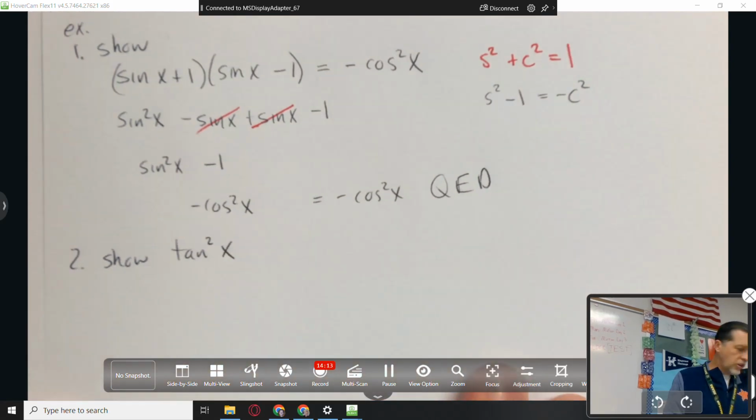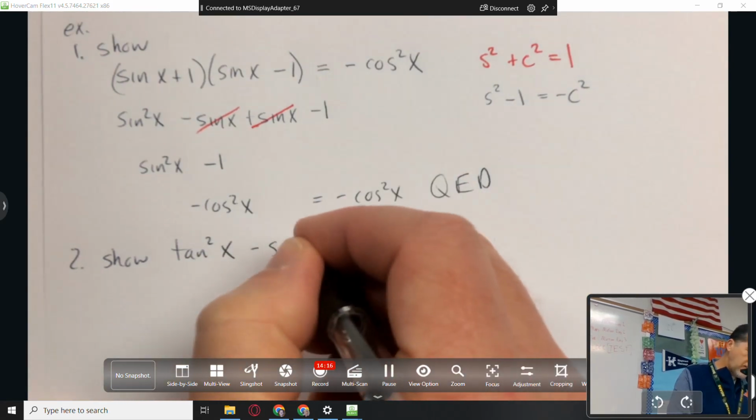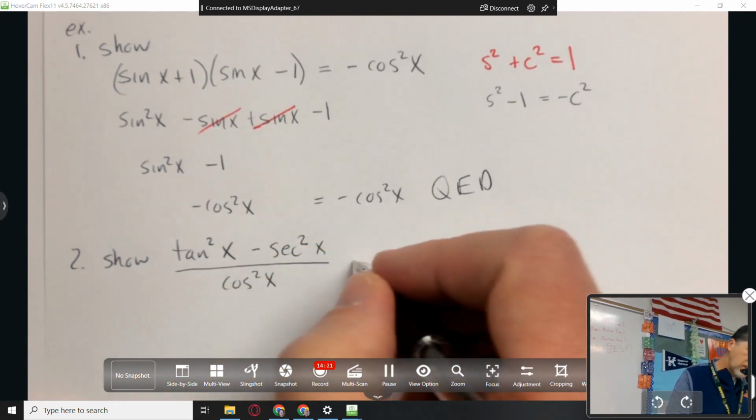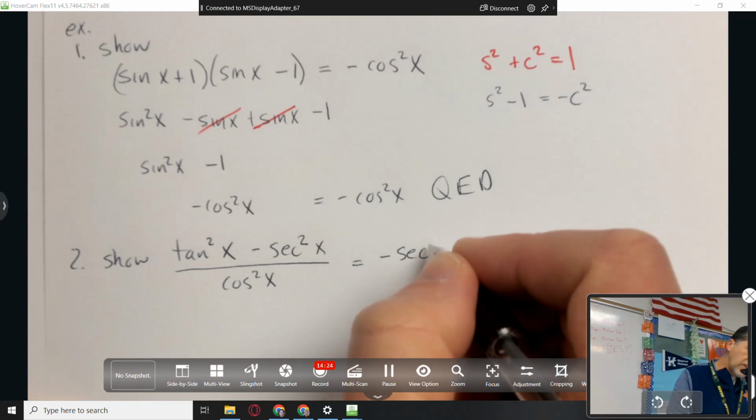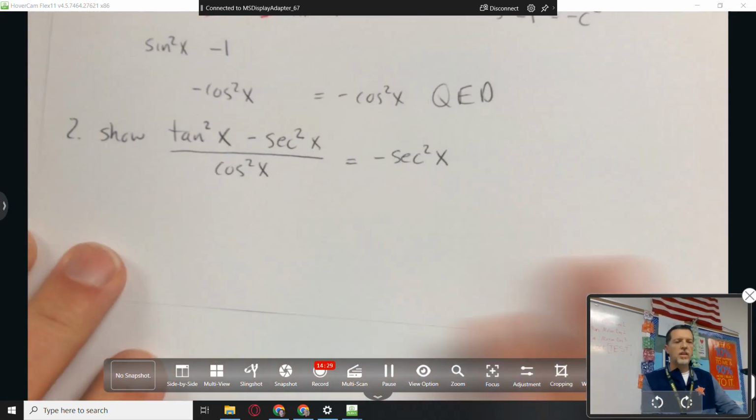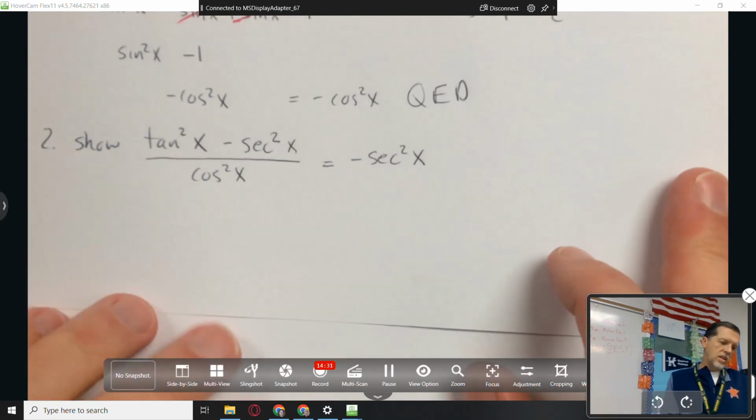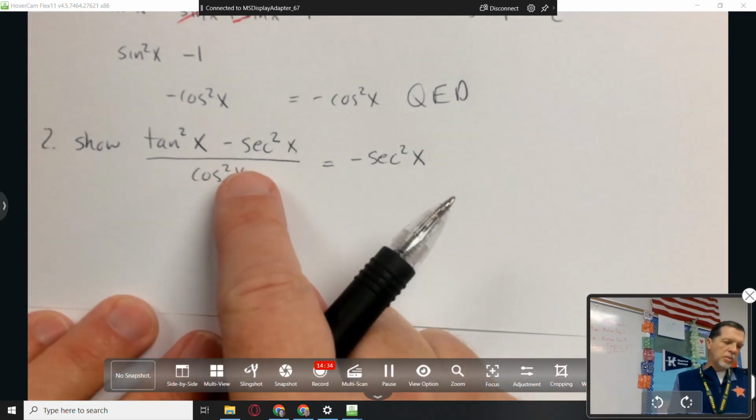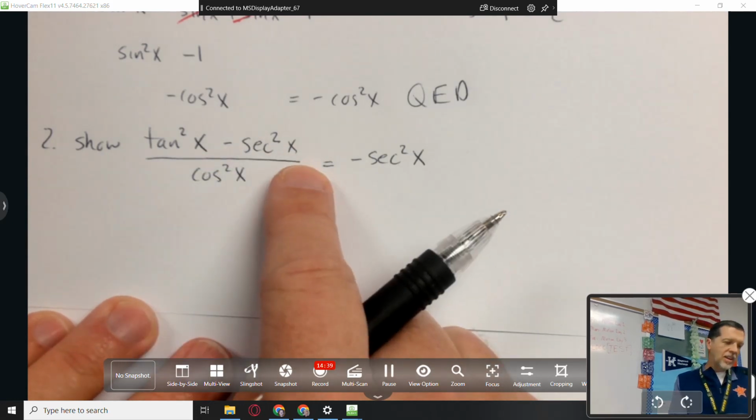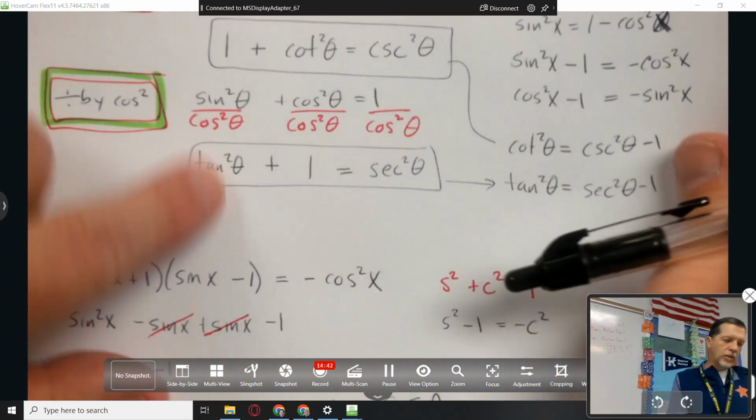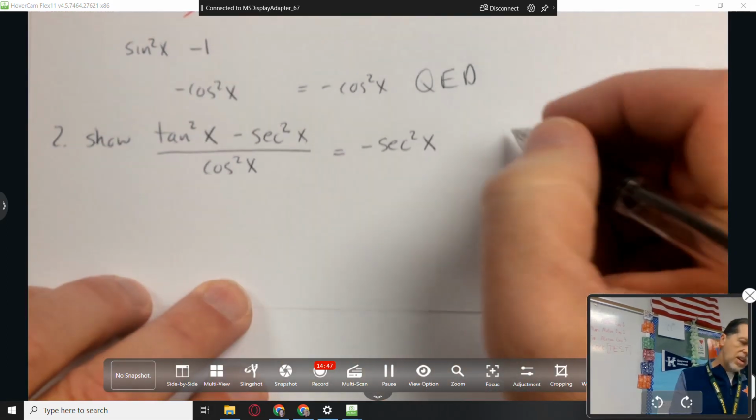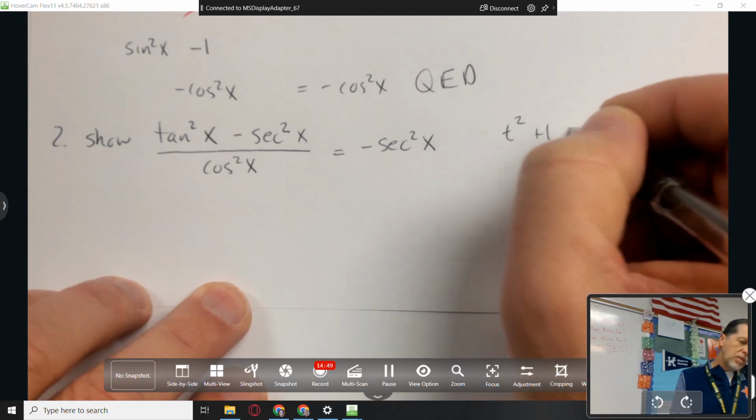Number 2, show that tangent squared minus secant squared over cosine squared is equal to negative secant squared. Okay, I seem to remember there is a Pythagorean identity with tangent and secant in it. So I go, and again, I don't have this one memorized, but I have it written at the top of my page whenever I'm doing these problems. Tangent squared plus 1 equals secant squared.